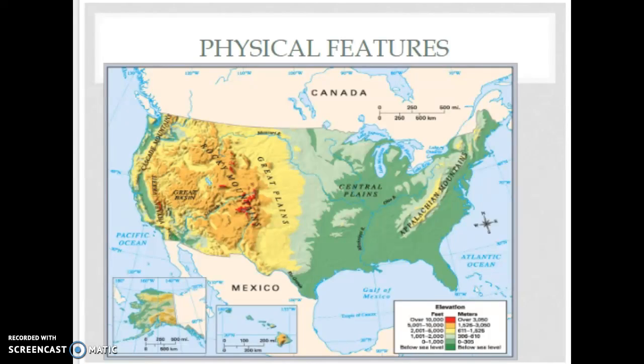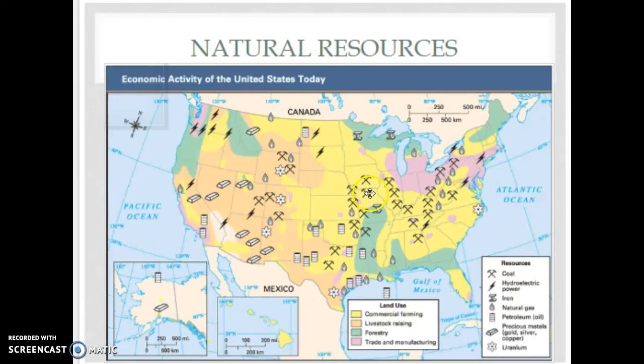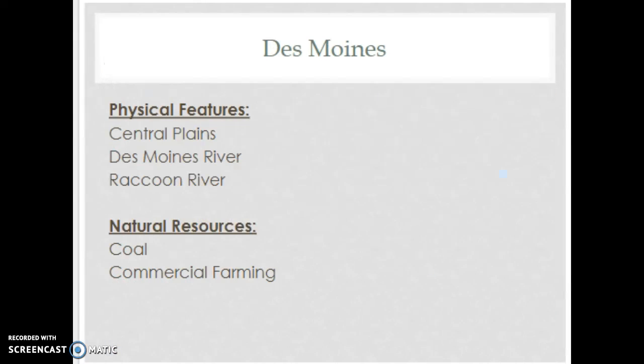And the last thing I'm looking for is the natural resources. So again, next map, Des Moines is right about where that cursor is. So I can look at that and I can see there's the symbol for coal mining, or for coal, natural resource, and also it's yellow there, which means it's commercial farming. So those are my natural resources, are coal and commercial farming. So I've got the information that I need for Des Moines, and my notes would look something like this. Physical features for Des Moines are the Central Plains, the Des Moines River, and the Raccoon River. And the natural resources are going to be coal and commercial farming. So I've got the information that I need to write a paragraph.